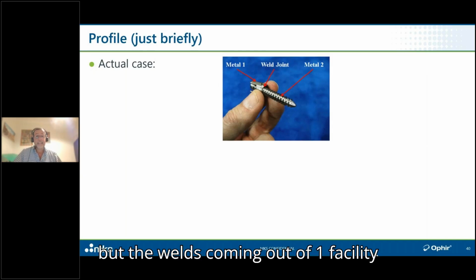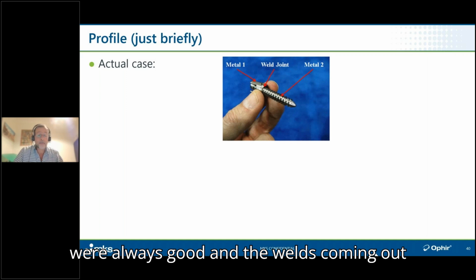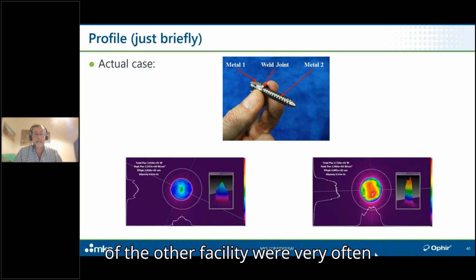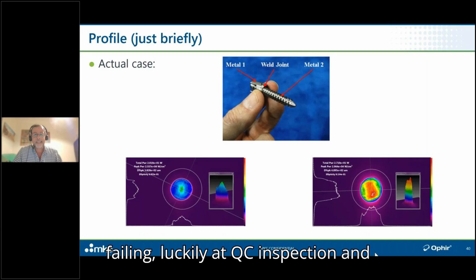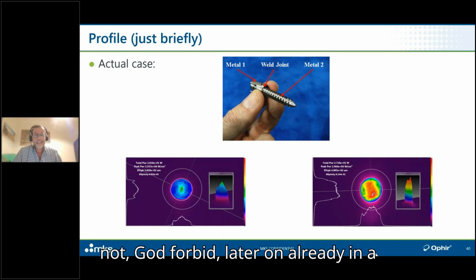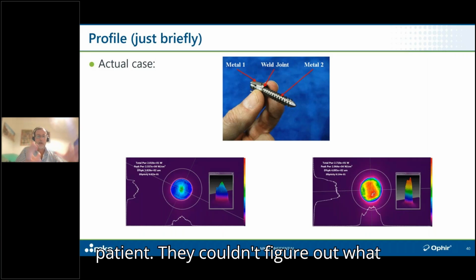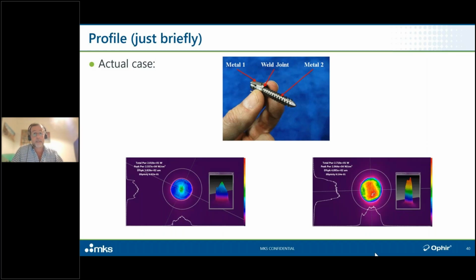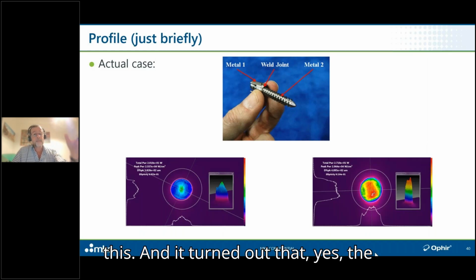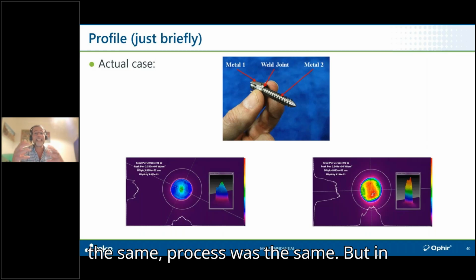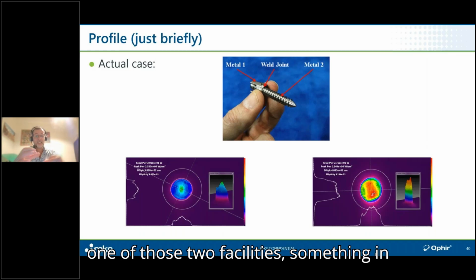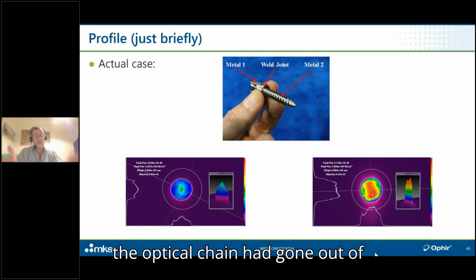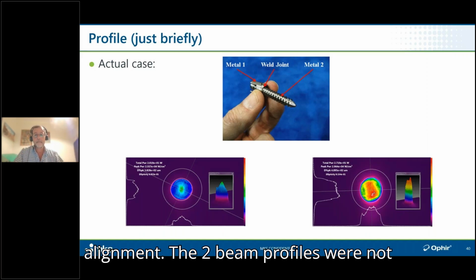So they asked us to help them look into this, and it turned out that yes, the lasers were the same, the systems were the same, the process was the same, but in one of those 2 facilities, something in the optical chain had gone out of alignment. The 2 beam profiles were not the same, and so the shape of the beam was not what it was supposed to be, and so the weld was not what it was supposed to be. We mentioned earlier that the focusability of the beam and the resulting shape of the focal spot, and that's the weld, can be affected by the beam profile.